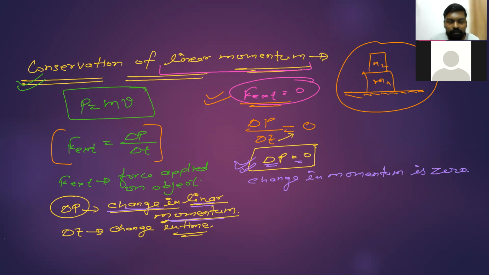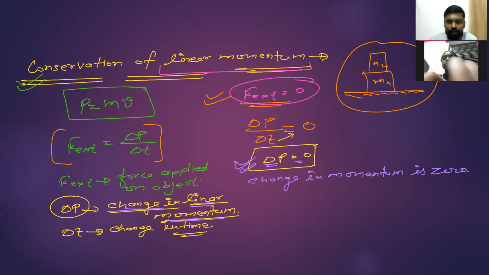Now listen carefully. If the change in anything is zero, we can say that thing is not changing. If the change in linear momentum is zero, then momentum is not changing. Momentum will be conserved, will be constant. Is it okay or not? Yes, sir. Do you need more explanation?